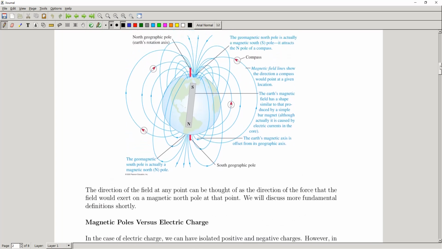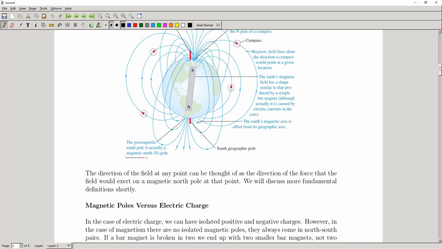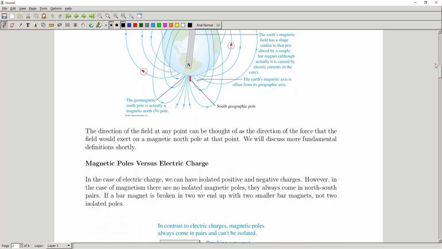We could talk a little bit more about the poles of the Earth and magnets, but that's basically the idea. We can define the direction of our magnetic field at any point by looking at what a magnet does. So we can ask, what force will a north pole at that point experience? What's the direction of the force experienced by a north pole at that point? That is the direction that we call the direction of our magnetic field. So the direction in which a north pole would experience force is the direction of the magnetic field.